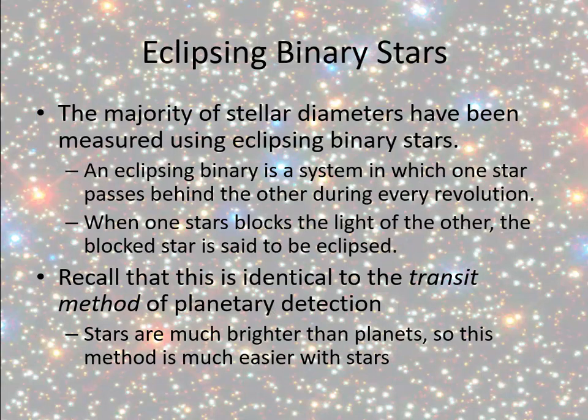Now, we can also indirectly determine stellar diameters when you have eclipsing binaries. Remember the transit method for planetary detection?